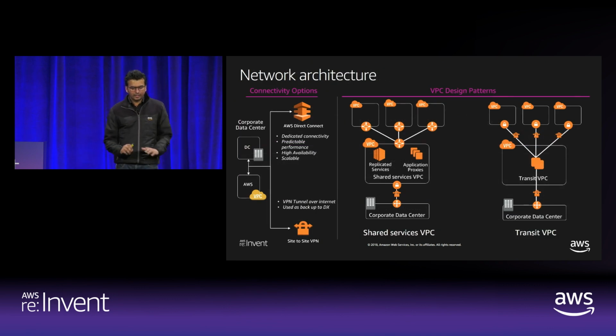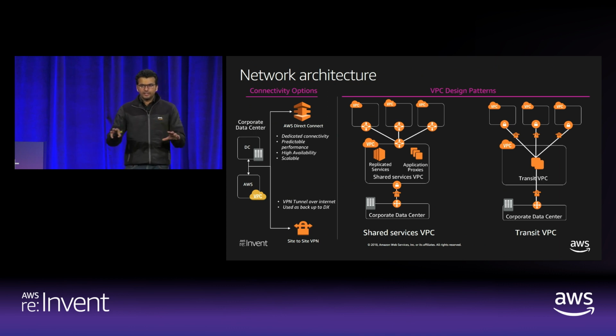So starting off with network architecture, there are 2 options that you can use to connect your on-premise data center to AWS. Now, this is very, very critical because you can only migrate your data when you have connectivity options. So you have AWS Direct Connect, which is a dedicated connectivity option between your data center and AWS. It gives you predictable performance with scalability. And the other option is VPN tunnels. This is over the internet and typically is used as a backup for your Direct Connect.